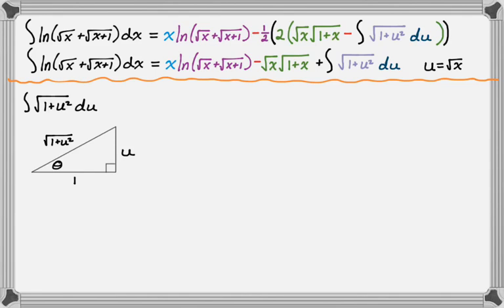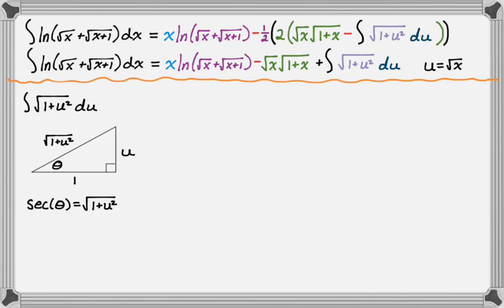So I want a trig function that uses theta and radical 1 plus u squared, but doesn't use the other thing. So I want to use the hypotenuse, theta, and the adjacent side. So cosine could work, but that would put the radical in the denominator, so I'm going to use secant. So secant of theta is radical 1 plus u squared.